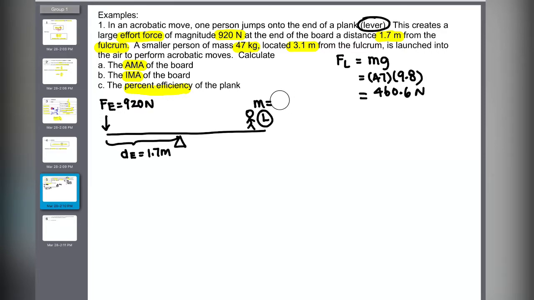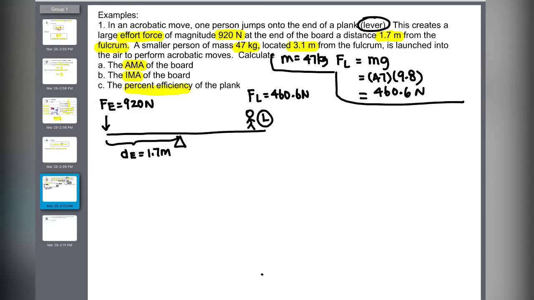Actually, I'm just going to erase it from here and put down that the FL is 460.6 newtons. I'm going to put the mass up there just to show the calculation. When they give you a mass, you calculate the force by multiplying it by 9.8. You've learned that when we work out the weight in Newton's law, right? Okay, and they tell you that this 47 kilogram person is located 3.1 meters from the fulcrum. So DL is 3.1 meters.